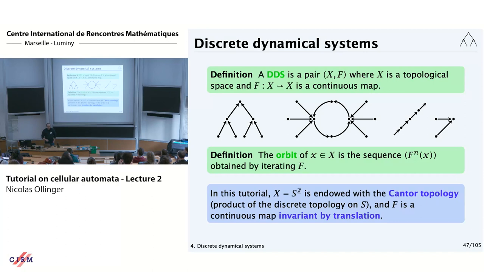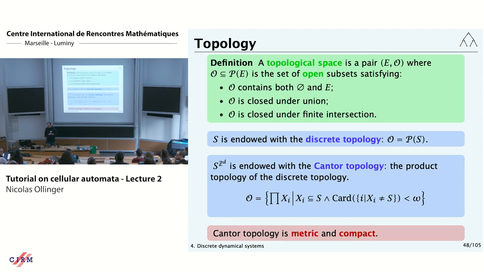OK, so we were trying to look at cellular automata as a dynamical system. So we wanted some topological space and a continuous function. That's where we stopped last time. We did put some topology on our set of configurations. And an anonymous person from the room told me that definition is not completely correct, because you need to close that set by all those operations there. Thank you, anonymous reader. So the topology is metric and compact.